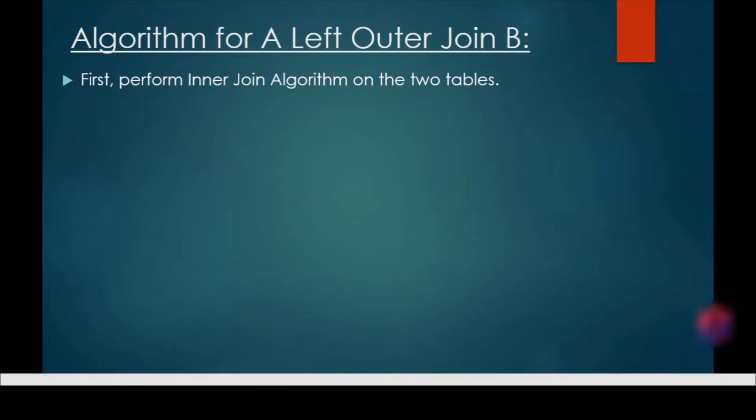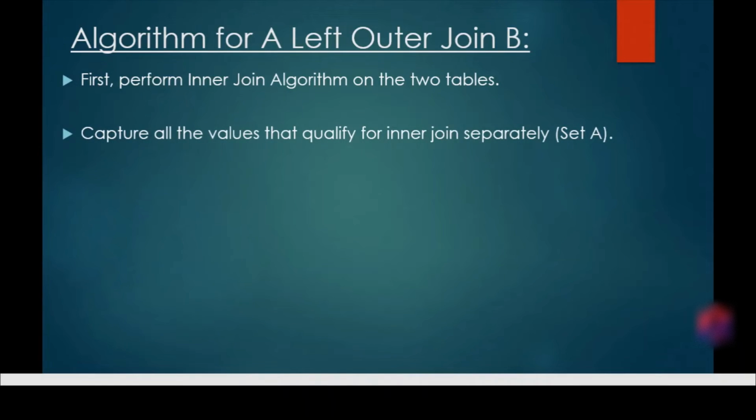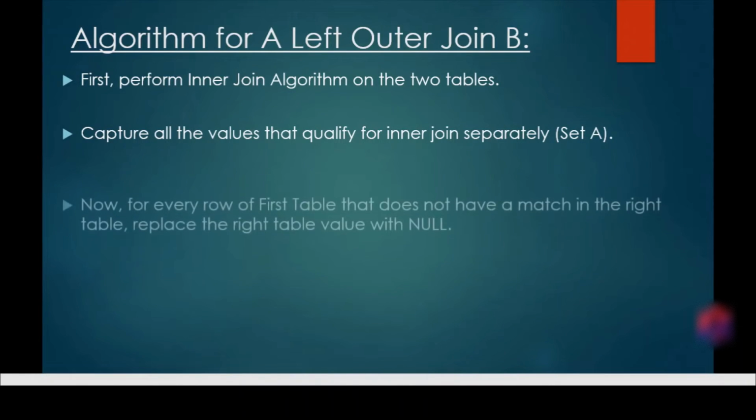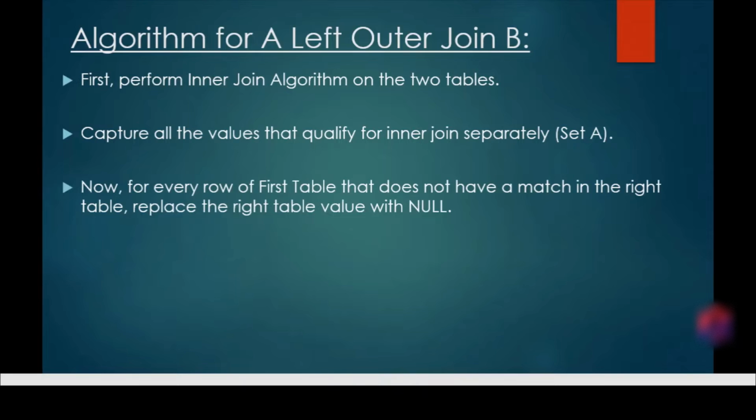Since we have already performed the inner join algorithm in the first step, we have all those rows which are common in A and B. But left outer join says that we must also include those rows which are not common between A and B, but only those rows belonging to table A. So we will capture all the values first from the inner join algorithm, and let's call it set A. The second step is, for every row of the first table that was in the non-match category, we will simply replace the right table value with null.